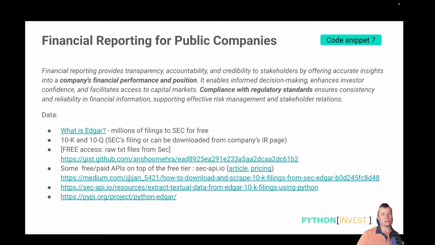Financial reporting. I provide some links here where you can download data from the stock exchange for free, but usually it is not very structured. It is not compiled into one data frame. So if you can write code for this, you can download this precious data for free.